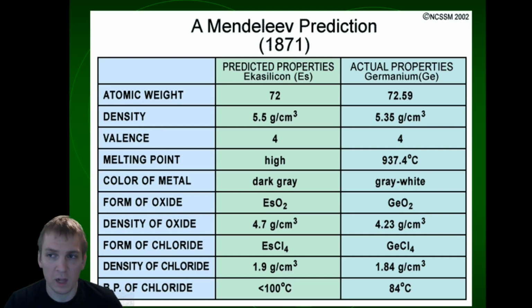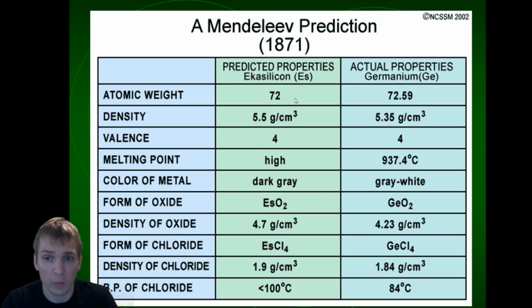He called this element back in 1871 ecosilicon. Okay, ecosilicon is not the name of this element. The correct name is germanium, discovered in Germany. Probably why Dmitry couldn't discover it, because he was all the way in Russia. So germanium, these are the actual properties in this column, and the predicted properties that Dmitry Mendeleev was able to predict are right here. And you can actually see it's very, very close.